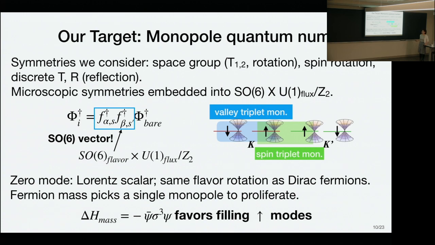And what's tricky is the U1 flux part, because we know the Dirac fermions don't carry any charge in this symmetry group, and so it's only carried by the monopole and this so-called Berry phase of the monopole operator under symmetry transformations.